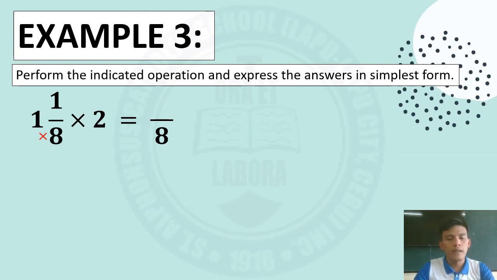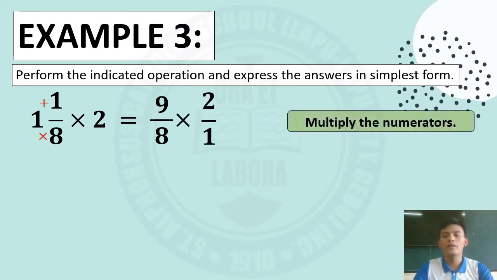8 times 1, and that is 8. And add the numerator of 1, plus 1. So 8 times 1 is 8, plus 1 is 9. That's why 9/8. Then 2 is a whole number, and as I said, if it is a whole number, there is always a denominator of 1, times 2/1. Now go on to the first step. Multiply the numerators.